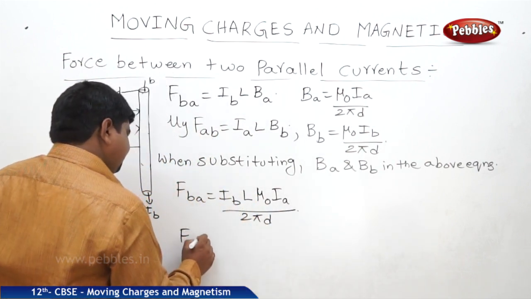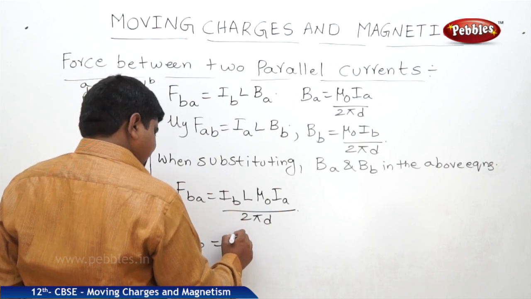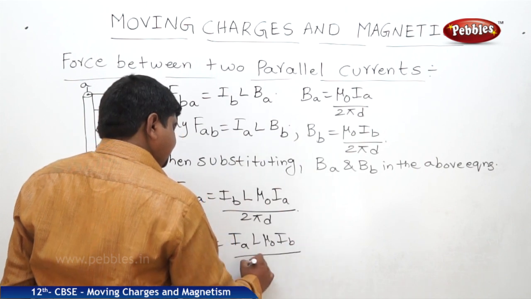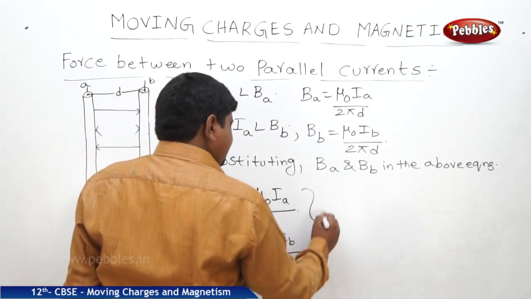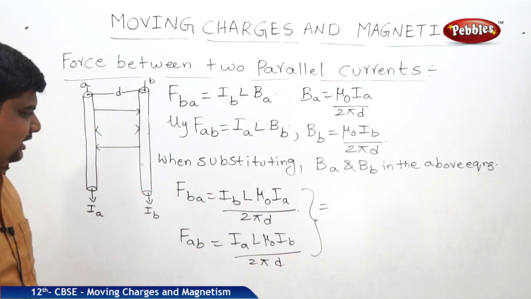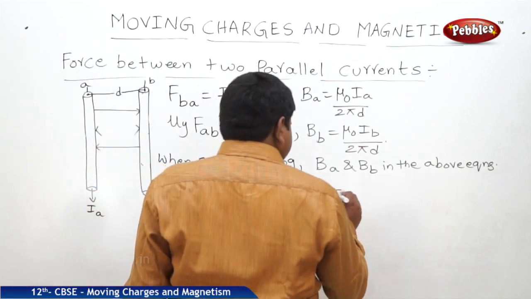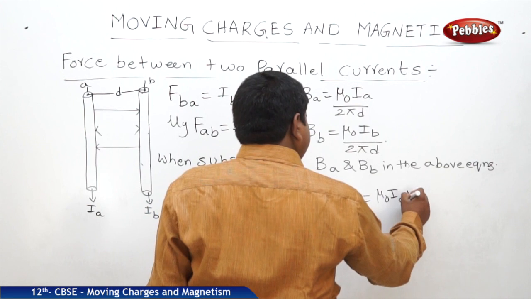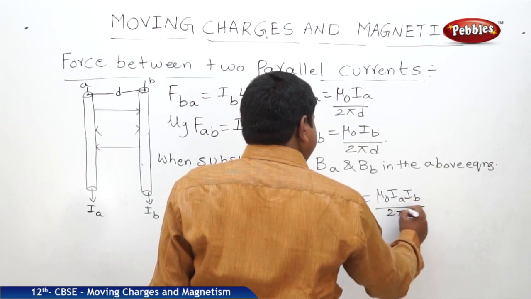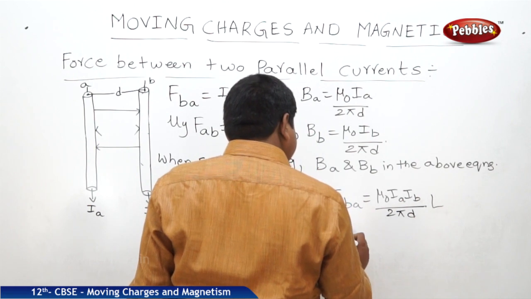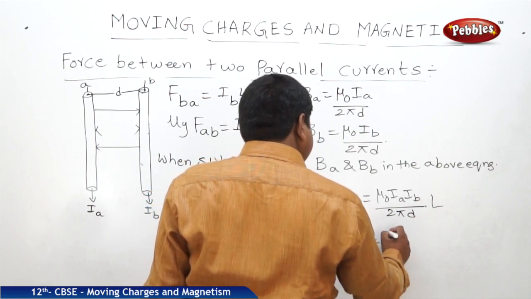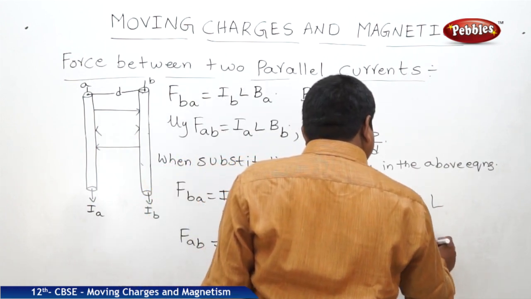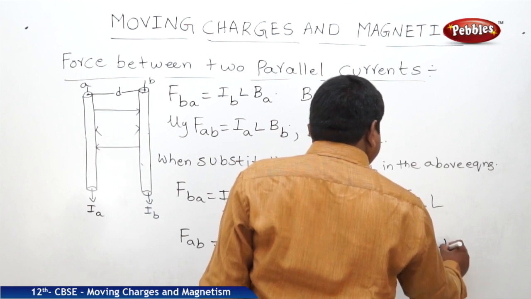So FAB will become mu naught IA IB L by 2 pi d. The same equations we can write in the form of order. So FBA is equal to mu naught IA IB by 2 pi d into L, and likewise FAB is equal to mu naught IB IA by 2 pi d into L.